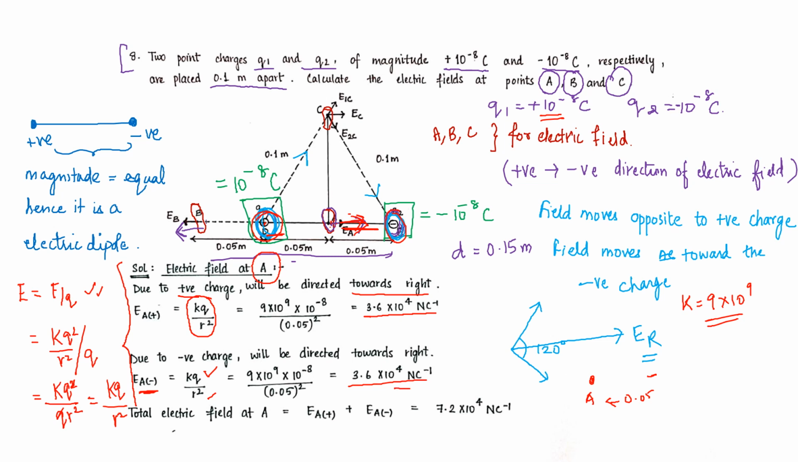Now the total electric field at A is the electric field at A due to the positive charge plus the electric field at A due to the negative charge. Adding up both the electric fields, we will get 7.2 into 10 to the power 4 Newton per coulomb. That is the electric field at A due to the positive as well as the negative charges. Okay, moving on to the next slide.